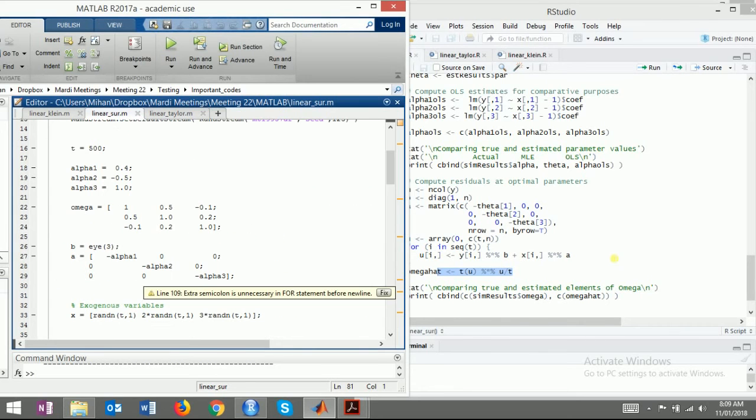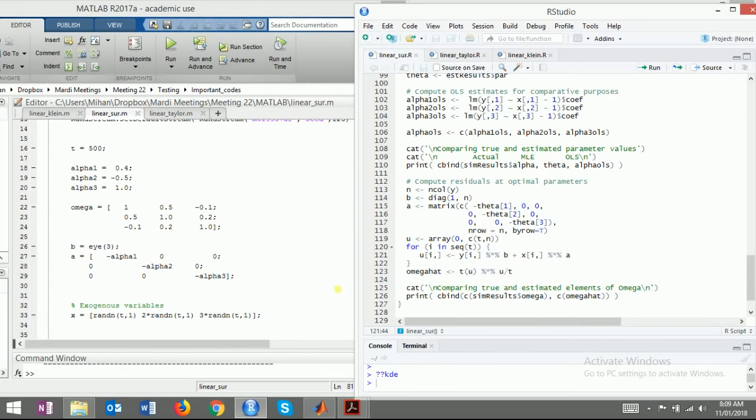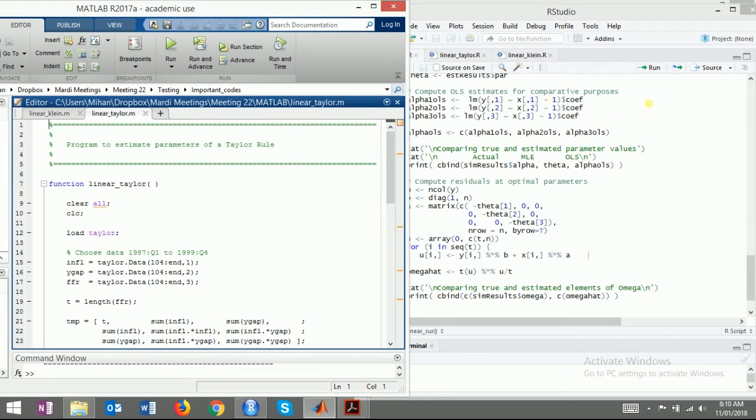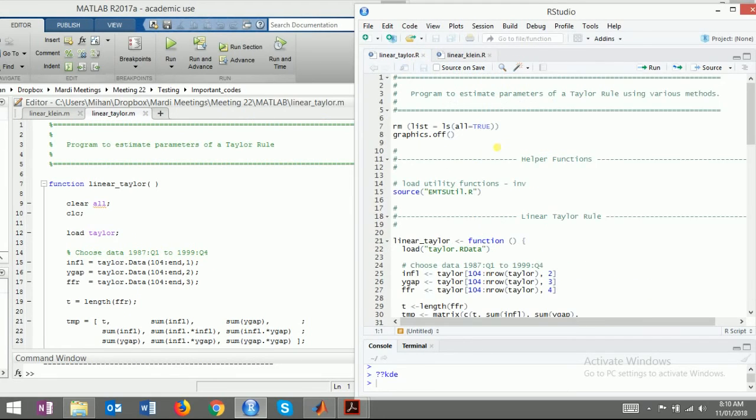Very simple. Okay, seemingly unrelated regression. We just did simulate data. We just did the log likelihood function. We called them and we estimated beta hat and omega hat for OLS and with maximum likelihood estimation. That's all. There's nothing very different and very easy. Okay, we're done with that.